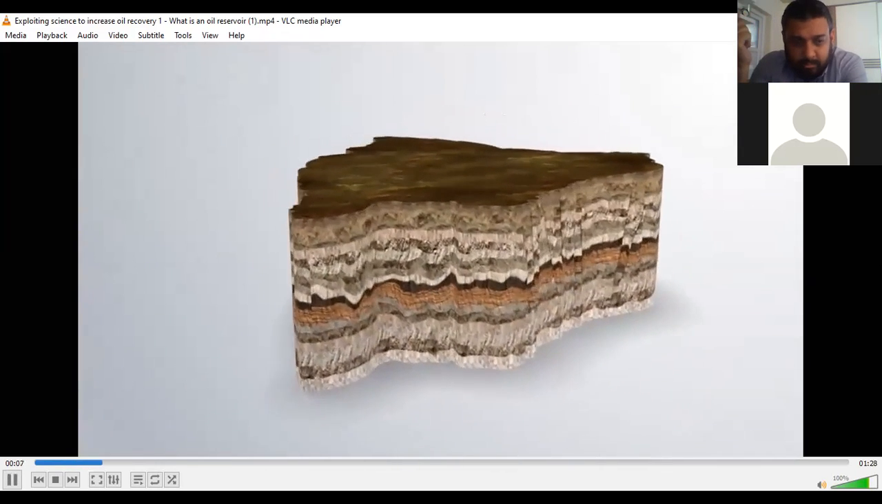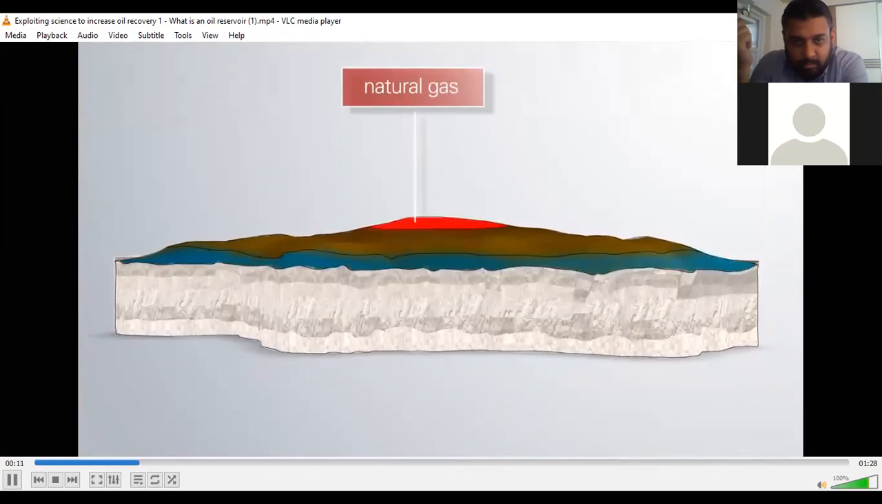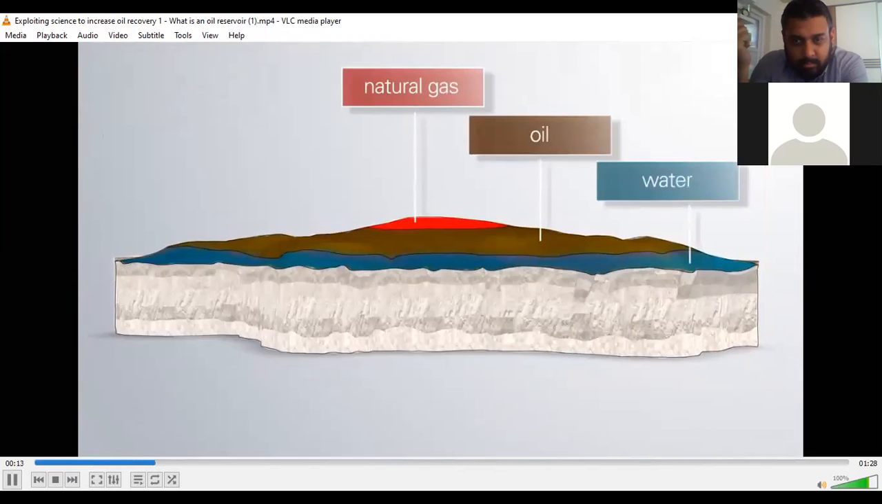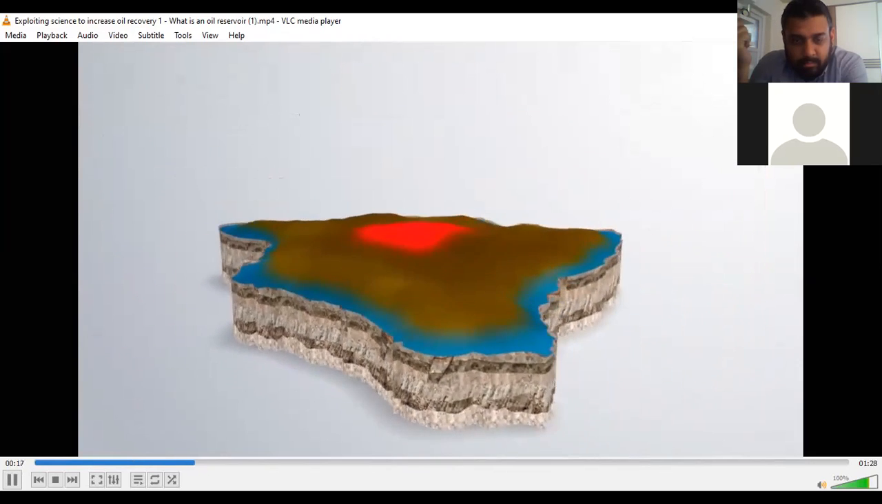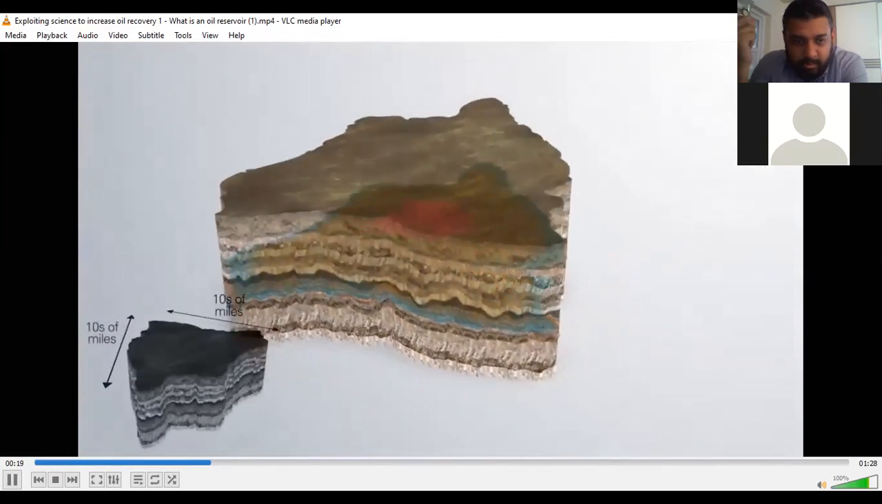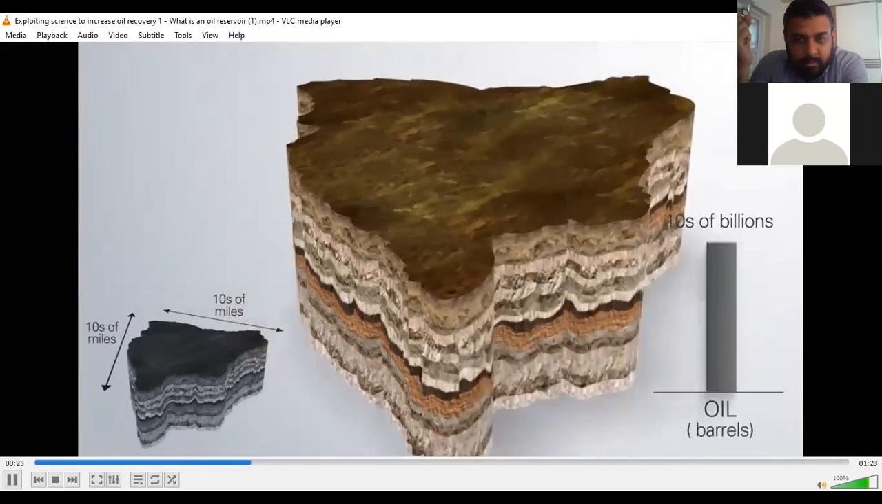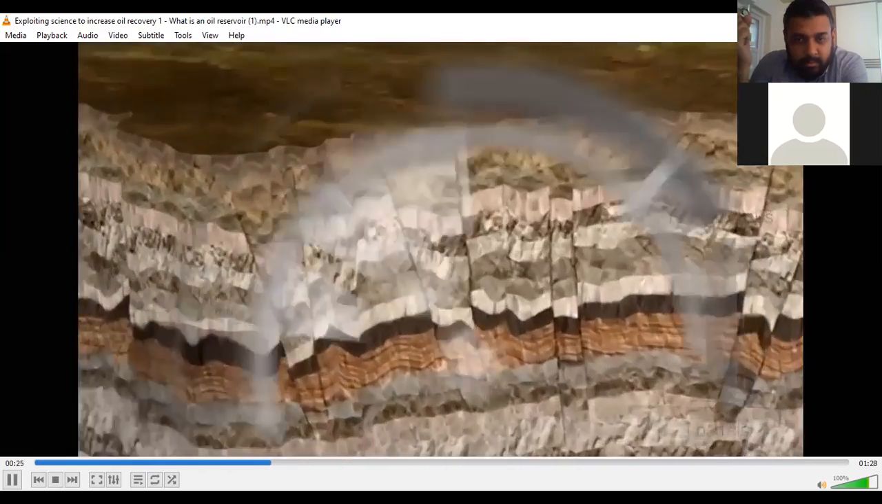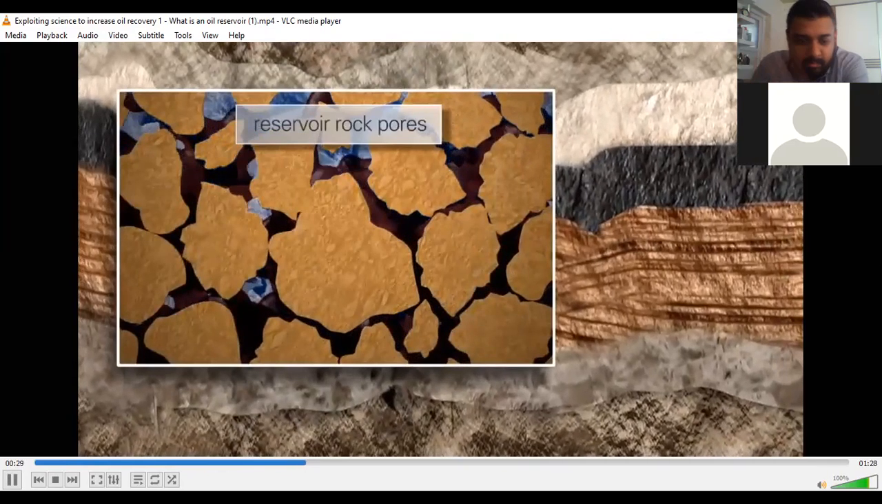Oil reservoirs are vast layers of porous rock containing natural gas, oil and water, typically buried a mile or more underground. The largest ones may be spread over many tens of miles and contain billions of barrels of oil. The porous rock has enough permeability.